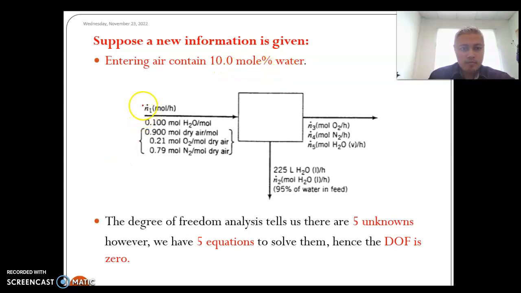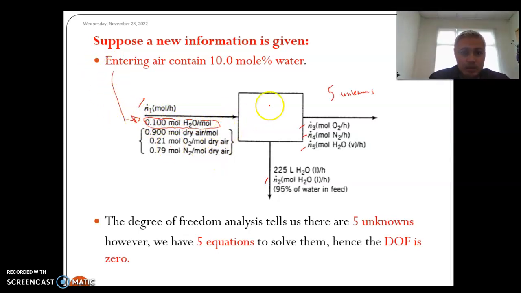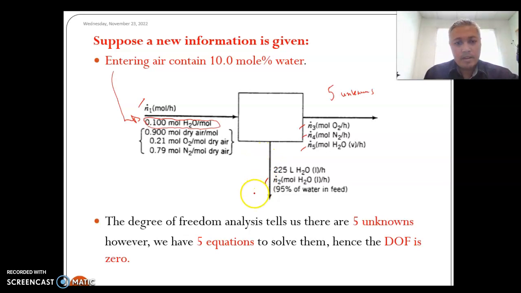So instead of the 6 unknowns we had just now, we are only left with 1, 2, 3, 4, and 5 unknowns. So we have 5 unknowns, because previously we had N2 here, right? So we can omit that part because we have been given this new information. Okay, so that means we are left with only 5 unknowns. Previously we also had 5 independent equations. That means we can solve these equations after we have been given this information.